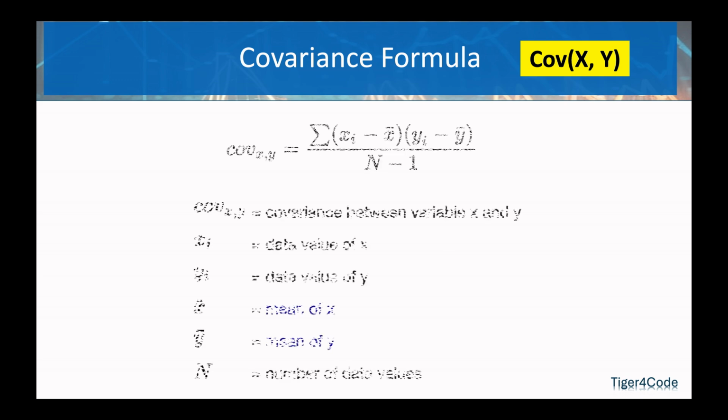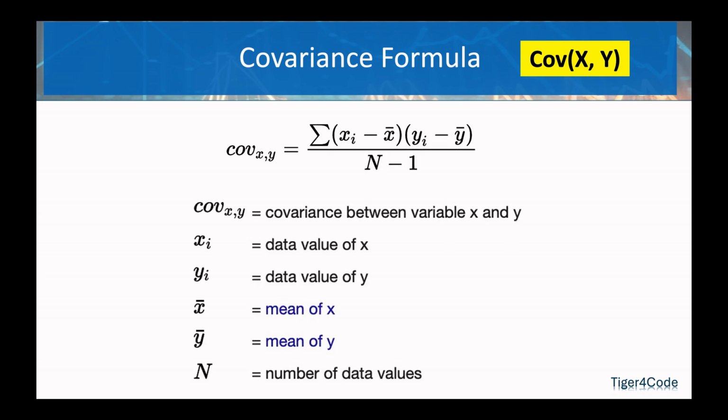The formula for covariance is the following. It is calculated by summing the multiplied differences of each data point from the mean for both variables x and y, then dividing the result by the number of data points minus 1.